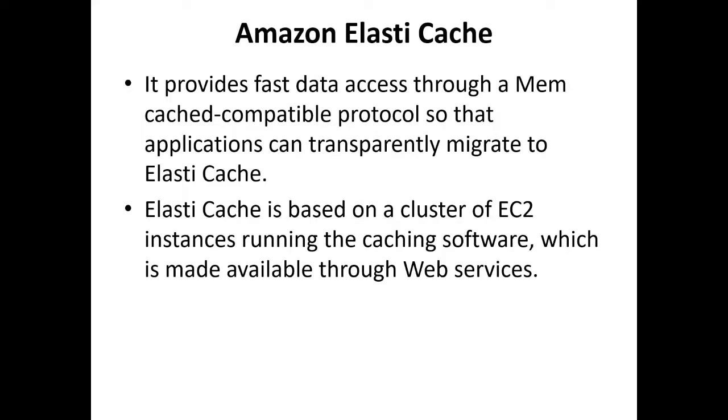Amazon ElastiCache is an implementation of an elastic in-memory cache based on a cluster of EC2 instances. It provides fast data access from other instances through memory caching capabilities or memory caching protocols.